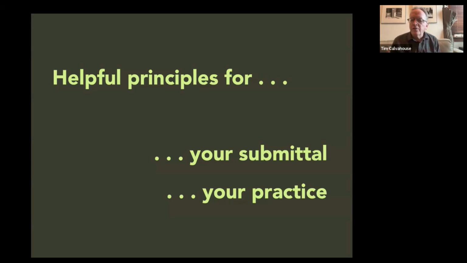So I'm going to outline some principles for crafting a compelling fellowship submittal. And as I go along, I'll try to show how those principles can be applied to your practice so that whenever you or one of your colleagues decides to apply for fellowship, you'll be in a good position to do so. But more importantly, I hope I'll convince you that you'll benefit from these principles even if you have no interest ever in becoming a fellow.